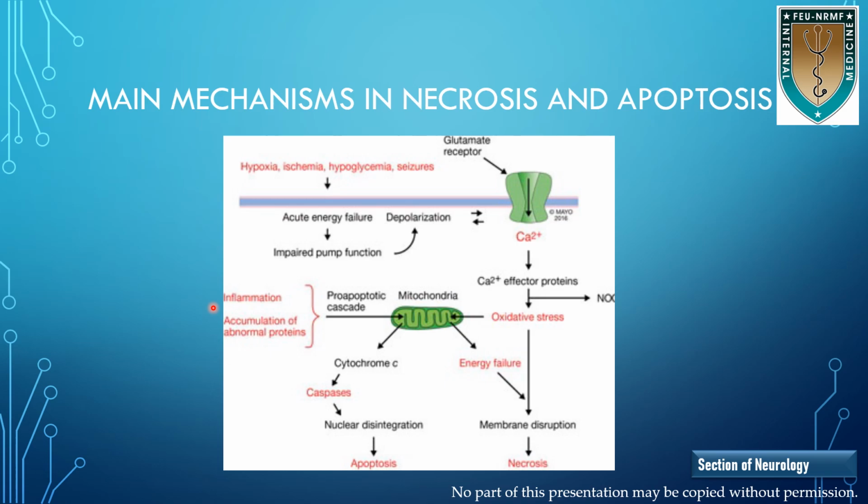On the other hand, we may have a slower pathology, a form of inflammation or accumulation of abnormal proteins intracellularly, and this induces a pro-apoptotic cascade inside the mitochondria, leading to slow energy failure and eventually to necrosis, or to cytochrome-mediated release of caspases causing nuclear disintegration and eventually apoptosis as well.